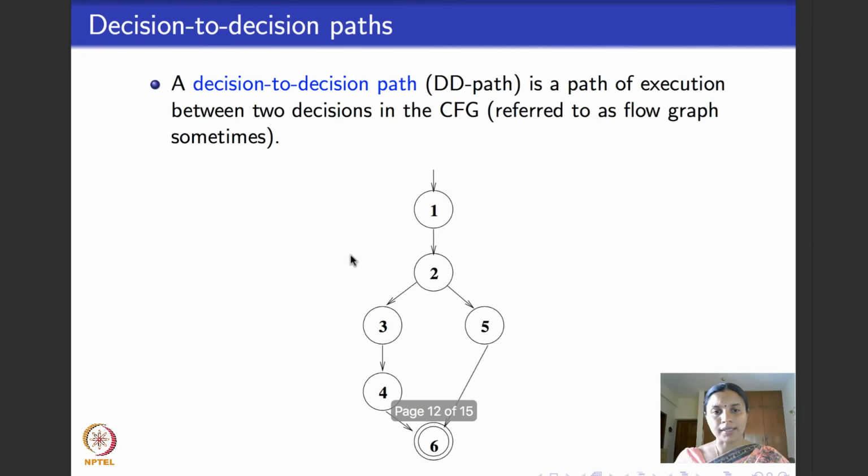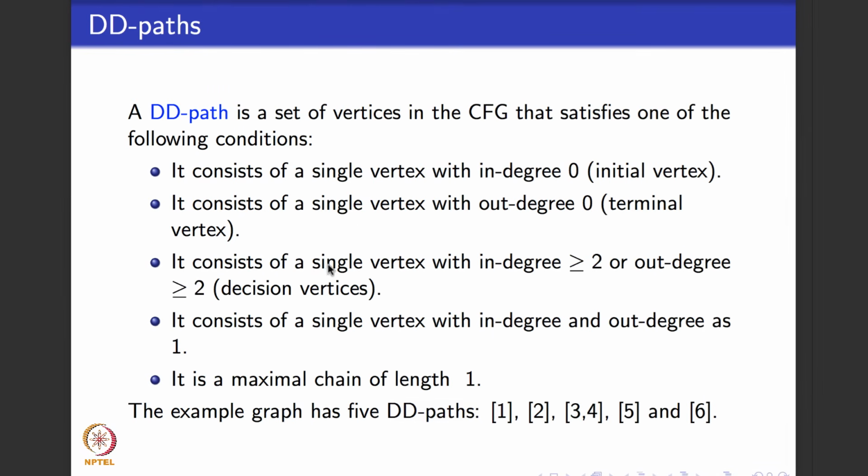If we go back to the example graph that we had, vertex 2 is a vertex with out degree 2. Vertex 6 is a vertex with in degree 2, right? So both vertices 2 and 6 satisfy this condition, and both represent some kind of decisions. That's what I was trying to explain a few minutes ago. A decision path can also consist of a single vertex with in degree and out degree both 1. Or a decision path could be a maximal chain of length 1.